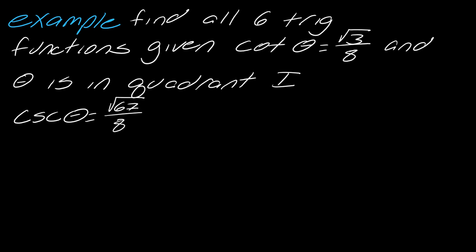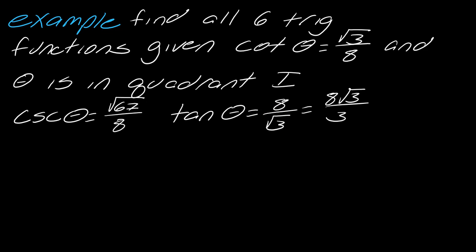So starting with cotangent, I can find tangent, and I can rewrite this as 8 over the square root of 3, right? So it's just the reciprocal. However, I know that I have to rationalize in this case, so I write this as 8 times the square root of 3 over 3. Okay, and then I can also do sine.